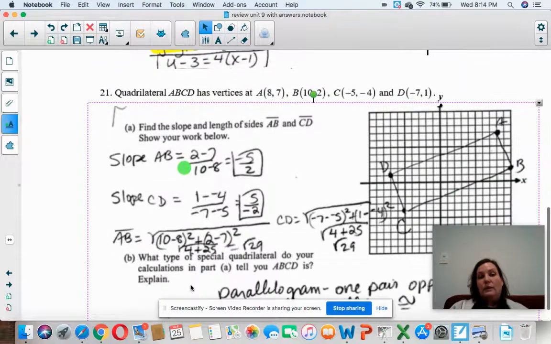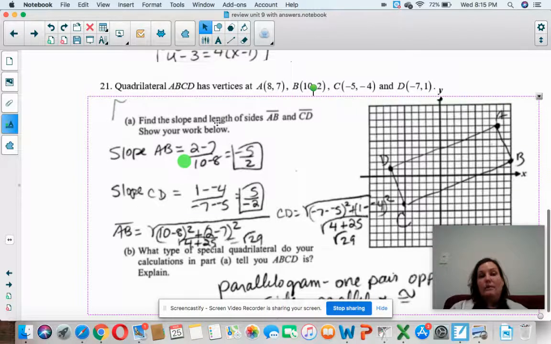All right, 21 is another coordinate geometry proof. So in 21, they want me to find the slope of AB and CD. So I do that. Slope of AB is negative 5/2. Slope of CD is also 5 over negative 2. Now it doesn't matter if the negative's with the top number or the bottom number. If one of the numbers is negative, then the whole thing is negative. So you can see that AB and CD, which are opposite sides, have the same slope, so they are parallel.